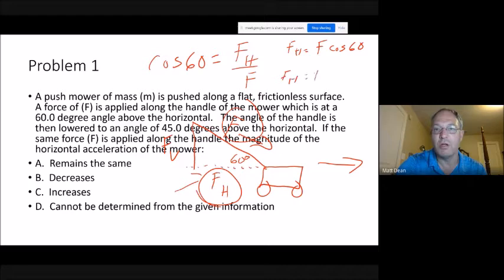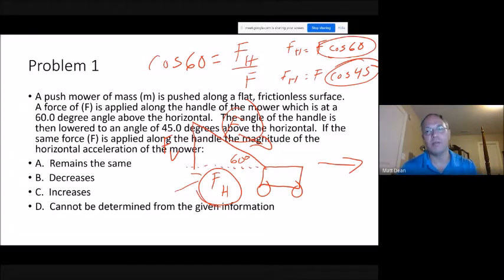So what we really need to know is which is a bigger number, the cosine of 60 or the cosine of 45. Some of you may have those memorized. The cosine of 60 is just 1/2. And the cosine of 45 is square root of 2 over 2, which is 0.707. So the cosine of 45 is a bigger number. Therefore, the horizontal component is going to be bigger at 45 degrees. And so our answer is going to be, when we move the angle of the handle down to 45, the horizontal acceleration of that lawnmower is going to increase.